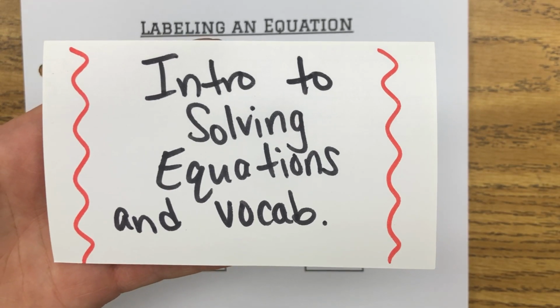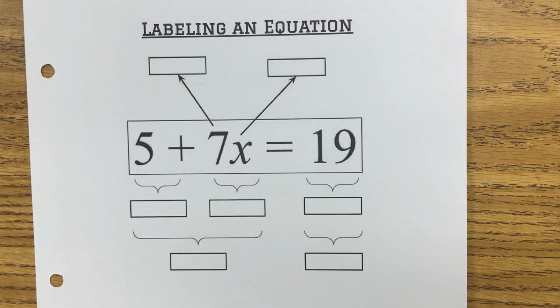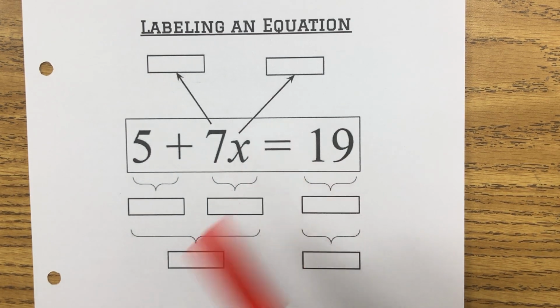Hey guys, this is an intro to solving equations, and we'll also be talking a little bit about vocabulary. So let's start off by labeling an equation. This right here is an equation, and we know it's an equation because it has this equal sign. Without that equal sign, it is just an expression.